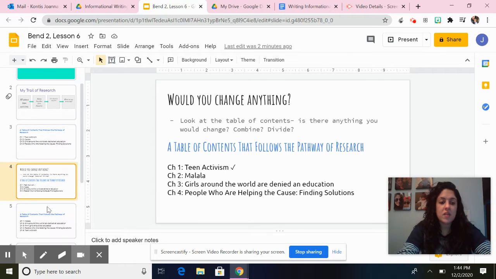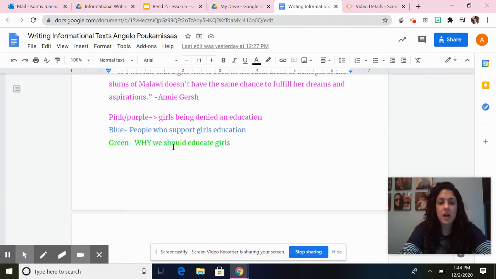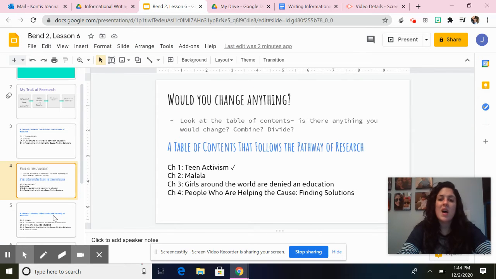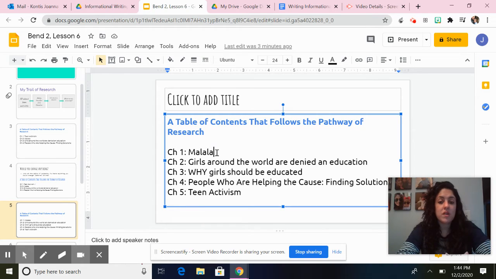On the next page, I looked back at the notes that I had taken down, and I found I also had a big section on why we should educate girls. So I wanted to make sure to put that into my chapters. I also don't think teen activism needs to be right in the beginning of my book. I think teen activism is obviously very important, but it could be moved in its placement. So for girls' education, I started my first chapter with Malala because she is such a huge activist for girls' education.